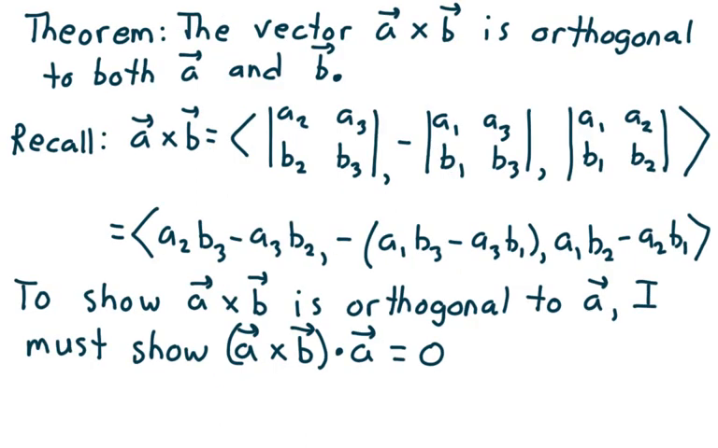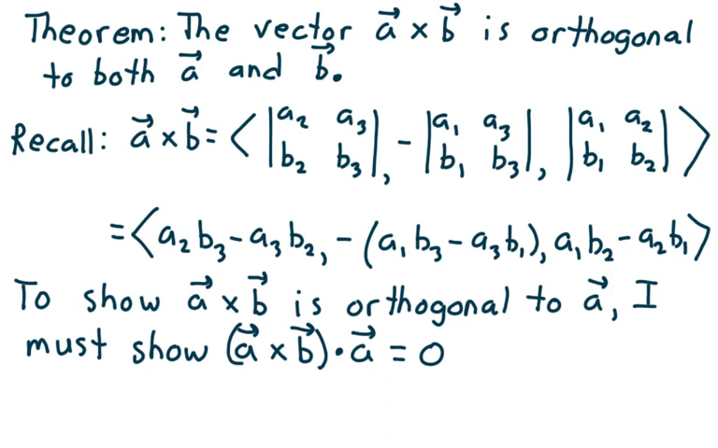Theorem. It turns out that the vector A cross B is orthogonal to both A and B. So what I did was I wrote down the definition of A cross B. The first component will be A2B3 minus A3B2. The second component will be the opposite of A1B3 minus A3B1. The third component will be A1B2 minus A2B1.